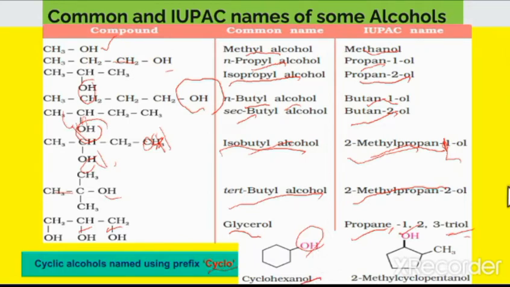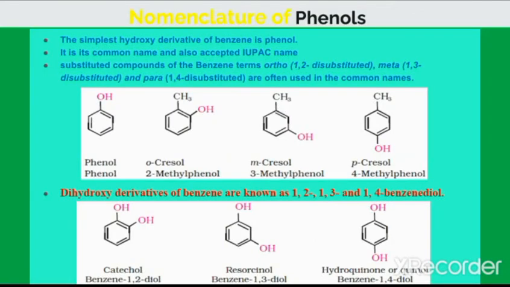The other one is a five-membered cyclic ring, where one of the carbons has the OH group and the next carbon has the methyl group. In this case the name of the compound would be 2-methyl cyclopentanol. So this is the IUPAC name of this compound.